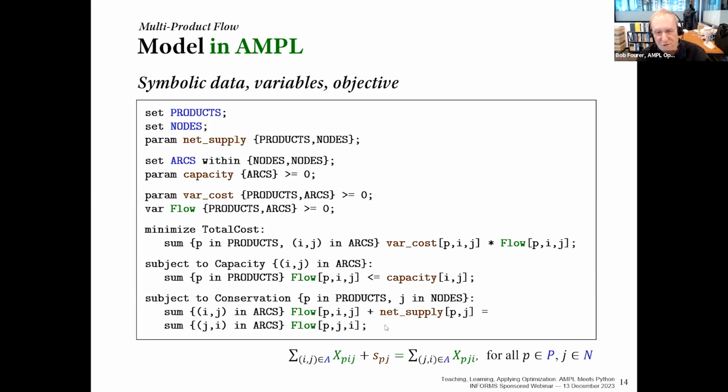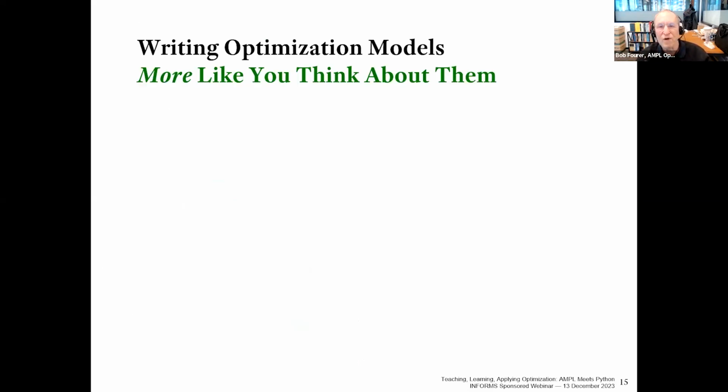And I add on this, which is the net supply, and it equals this flow out here. So it really translates directly from the math is the idea. You don't have to figure out too much. That's how we did it originally.